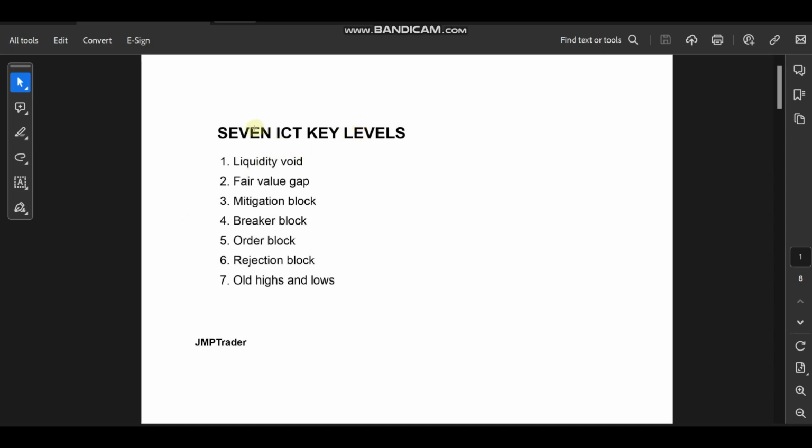So the first ICT key level we have here is liquidity void. The second one is fair value gap. The third one is mitigation block. I have already mentioned all these key levels there. If you have watched my previous video, you would have a sense of what I'm saying here, but today I wouldn't be explaining in detail. The fourth one is breaker block. The fifth one is order block. The sixth one is rejection block, and the seventh one is old highs and old lows.